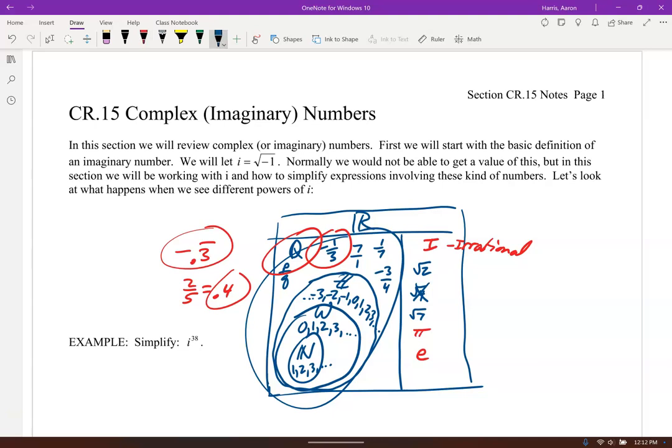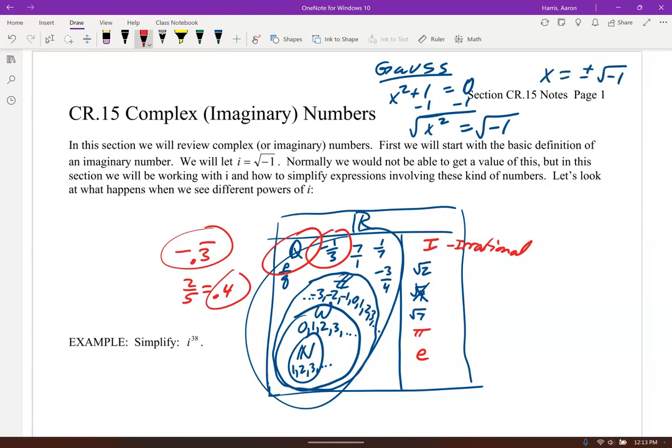Well, then Carl Friedrich Gauss came along and he said, you know what? Why can't we solve this? Why can't we think of a number that makes this true? Because if you try to solve this, you get x squared is -1, and we square root both sides. So I'd have plus or minus the square root of -1. Well, square root of -1 is not a real number. It's not in any of these. It's not a natural number. It's not a whole number. And it's not an integer, rational, irrational. It's none of these. It's not a real number.